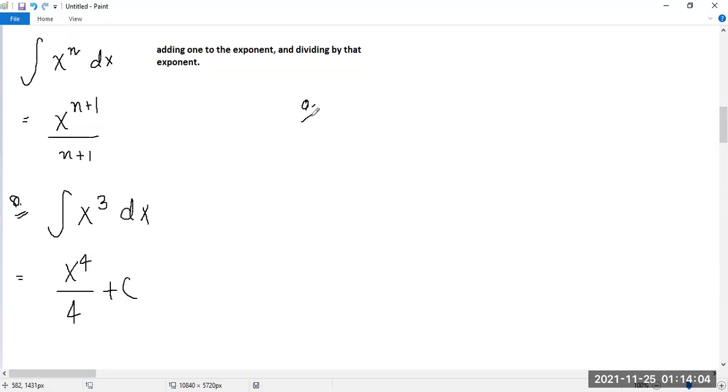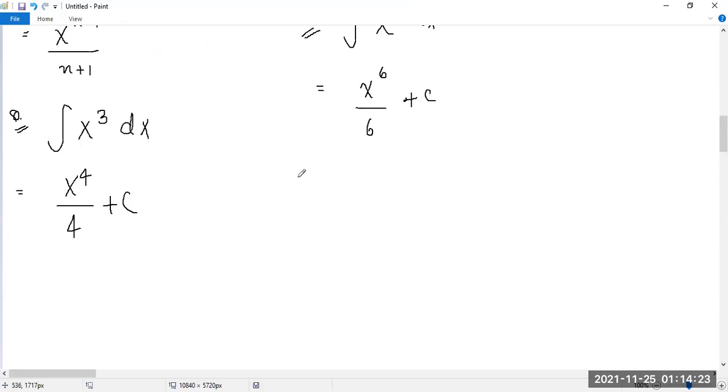So another example, if I had my same elongated s and I had x to the fifth dx, I would essentially say I would add 1 to the exponent, this would be x to the sixth, and then I would divide by that exponent that I added at the top, which is 6. And then I would add my constant of integration.